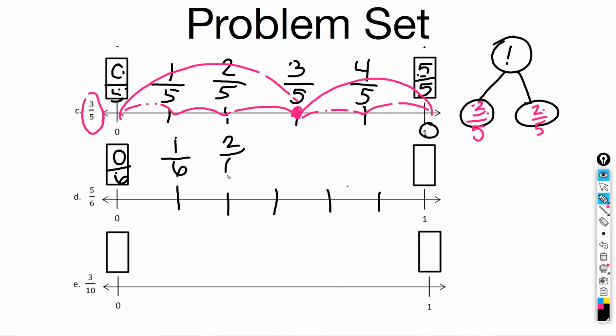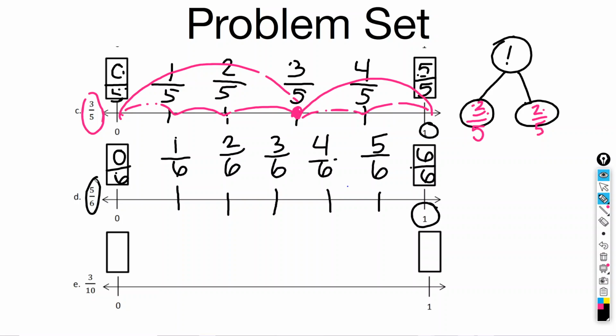2 pieces out of 6, 2/6, 3 pieces out of 6, 3/6, 4 pieces out of 6, 4/6, 5 pieces out of 6, 5/6, and finally all 6 pieces out of 6 pieces altogether, which is 6/6, or 1 whole. Now over here it wants us to find 5/6, which is right here. I put my point at 5/6.